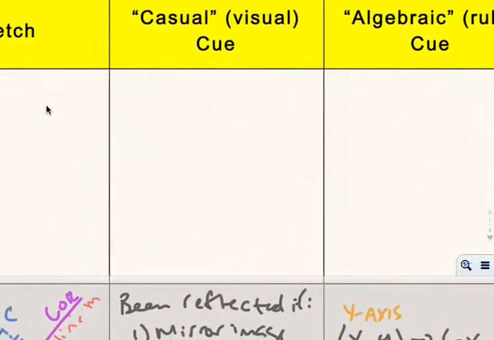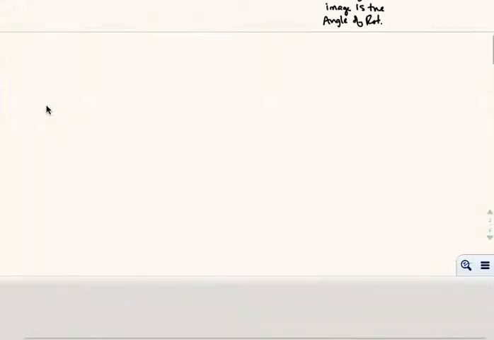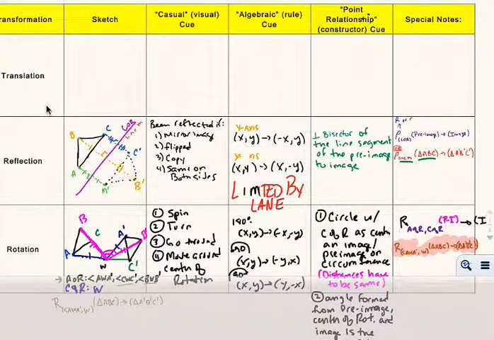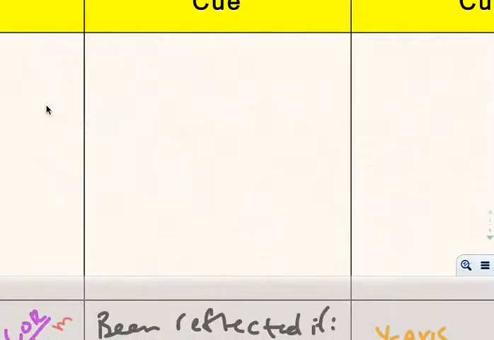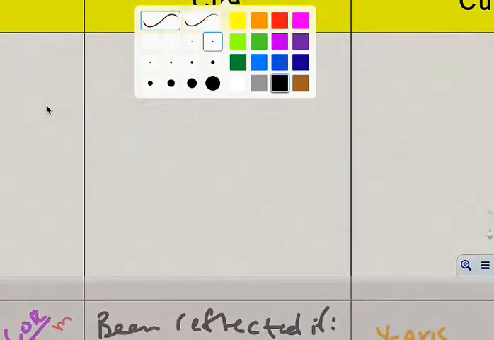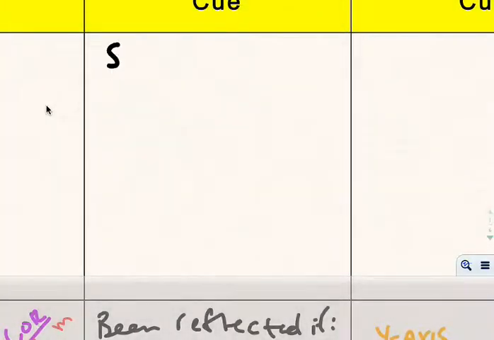I actually want to talk about the visual, the casual parts about translations first. I know that's not traditionally how we've done this particular section, but I think we should do that first here. So if you think about a translation, think about words that can describe a translation really well. So words that describe a translation really well are words like slide, like push, move over.